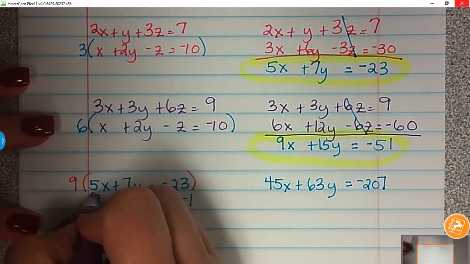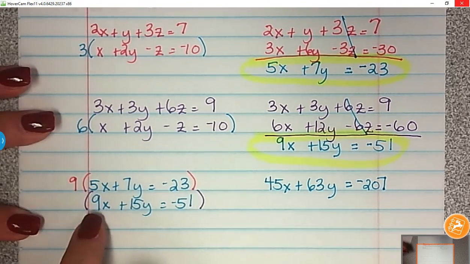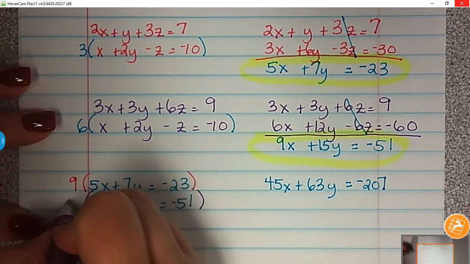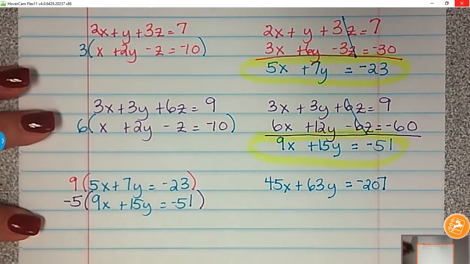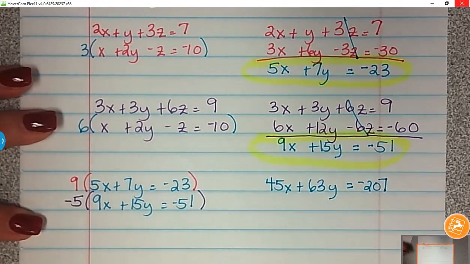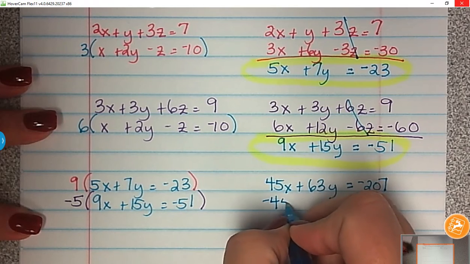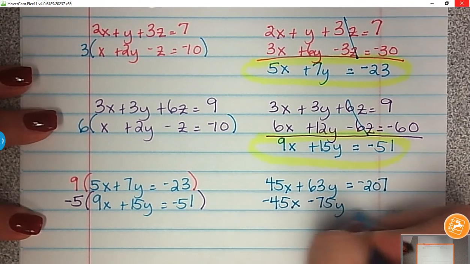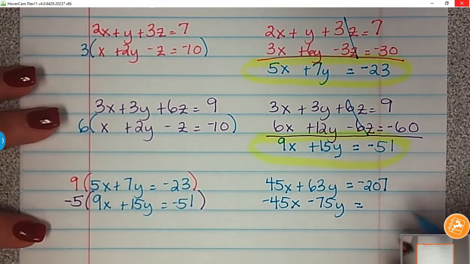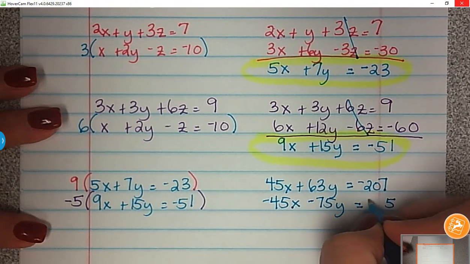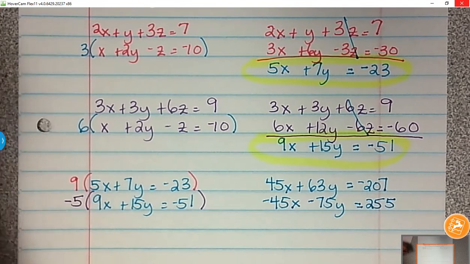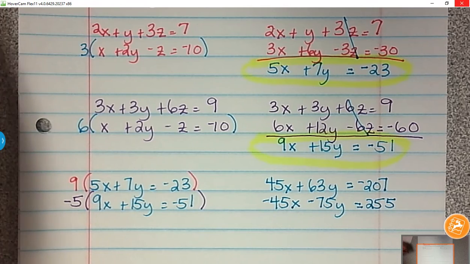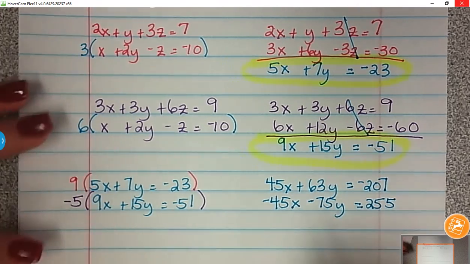Alright, so now I want to take this second equation and I want to change this 9 into a negative 45. So I'm going to multiply the whole thing by negative 5, and that will give me negative 45x minus 75y equals 255. And again, let's just double check, make sure I'm doing that correctly in my head. Yep, there we go. We're good.